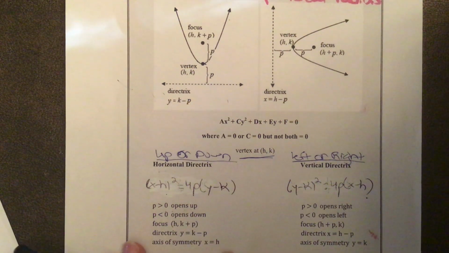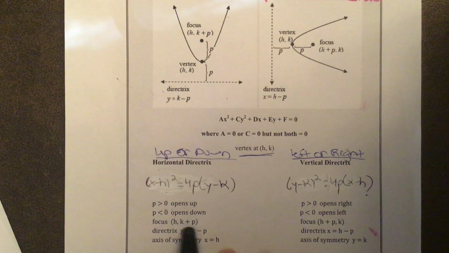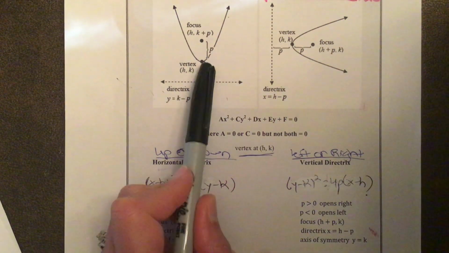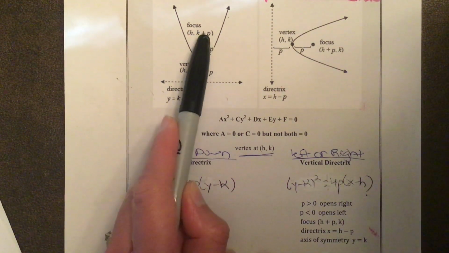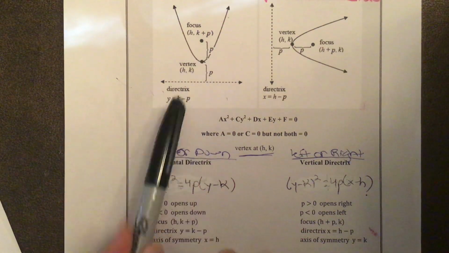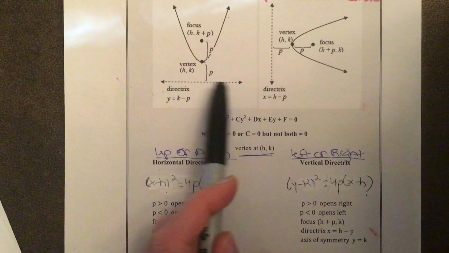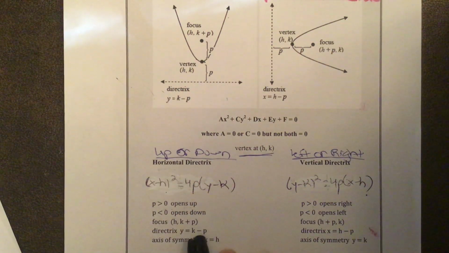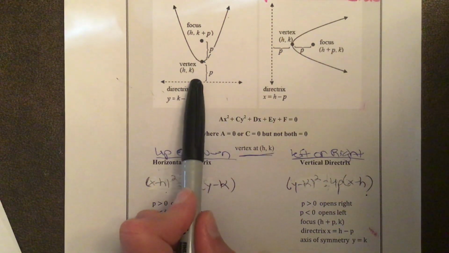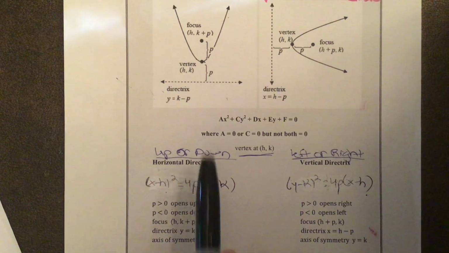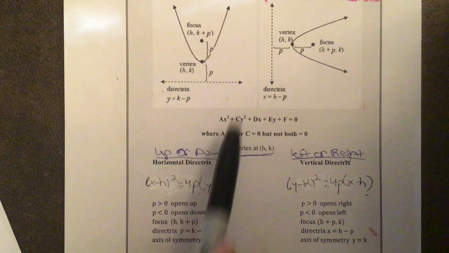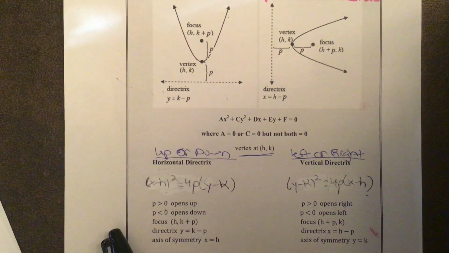And then the focus you could just write as an ordered pair by adding the focal radius to the y value of the vertex. Since you're going up, you're going in the y direction. And then you could write an equation for this directrix, which is a horizontal line, by subtracting the focal radius from the y value of the vertex. A lot of times it helps to draw a picture too to help you with this, which I'll show you.